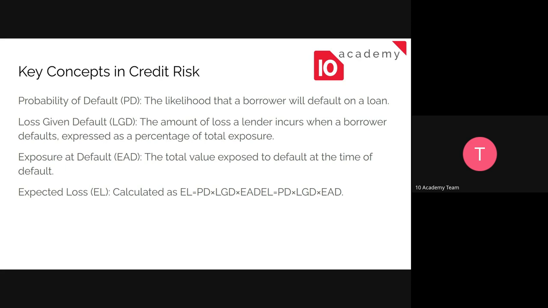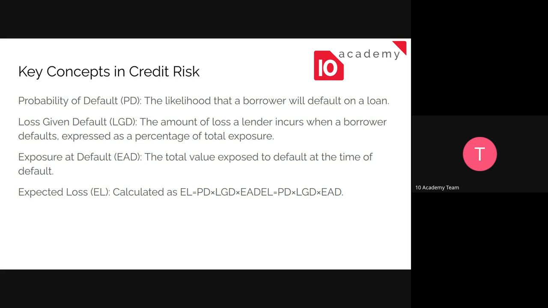In this example, we have a 50% loss, the amount of loss given default. And exposure at default is just the total value exposed to default at the time of the default, when you are directly exposed to default.